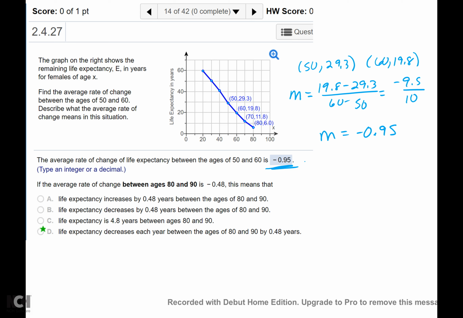Okay, then it says, if the average rate of change between ages 80 and 90 is negative 0.48, this means that, well, if your average is negative 0.48, that means that your life expectancy is decreasing by 0.48 years between the ages of 80 and 90. You're getting old.